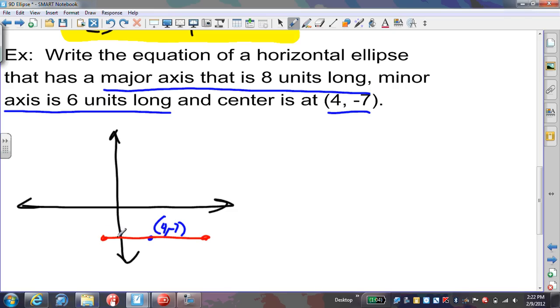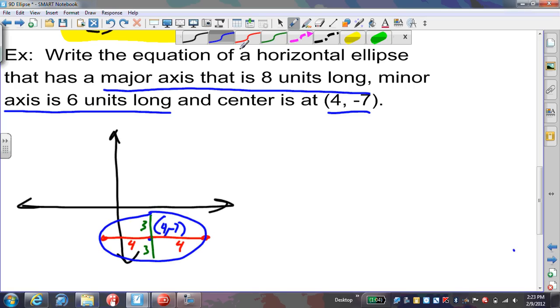So I'm going to put some points on here. We know it's 4 to this side and 4 to this side. Then we're going to have a minor axis that is 6 units long, so it's going to be 3 and 3. And again, we're going to go ahead and draw in our ellipse.